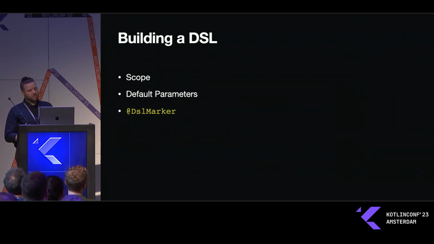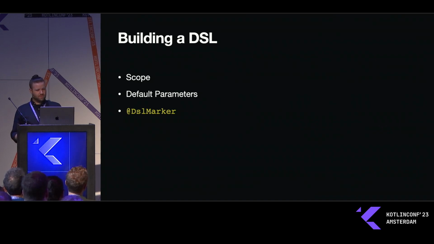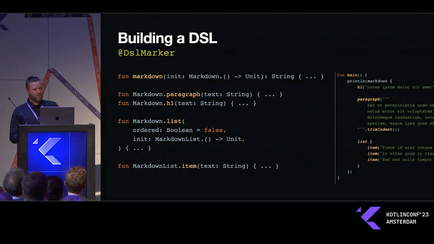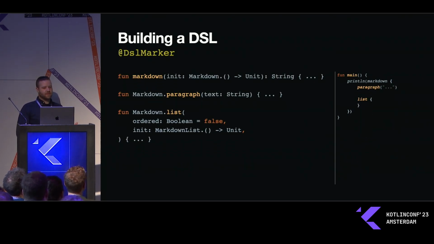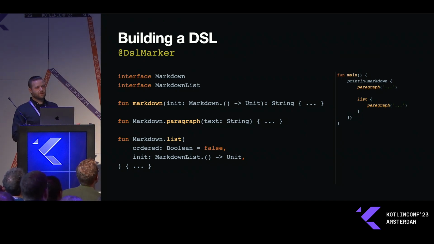All right, now, unfortunately, there's a problem with our DSL right now. And DSL marker is the solution, but let's talk about the problem. It's best to just show this, because this is a weird one. If I simplify this example to where I just have paragraph and list, right now, I can add paragraph inside the list. The scope is there. I have the receiver from the Markdown function. I can call paragraph.